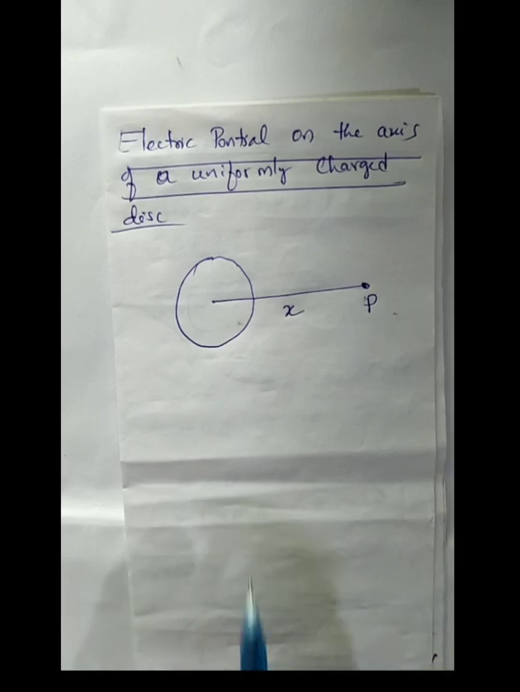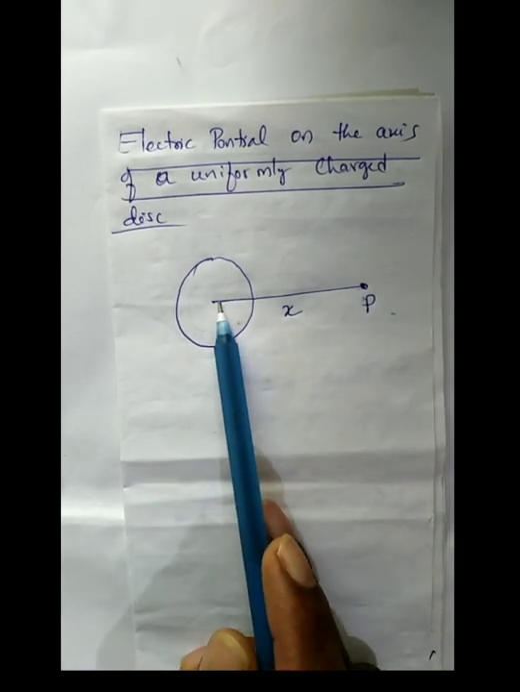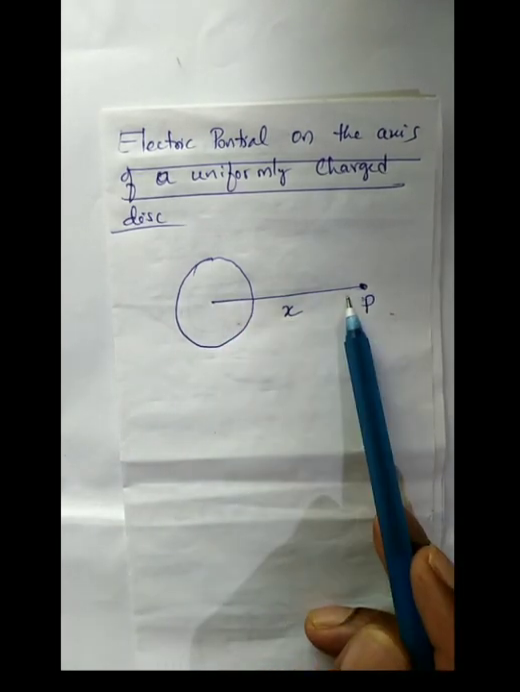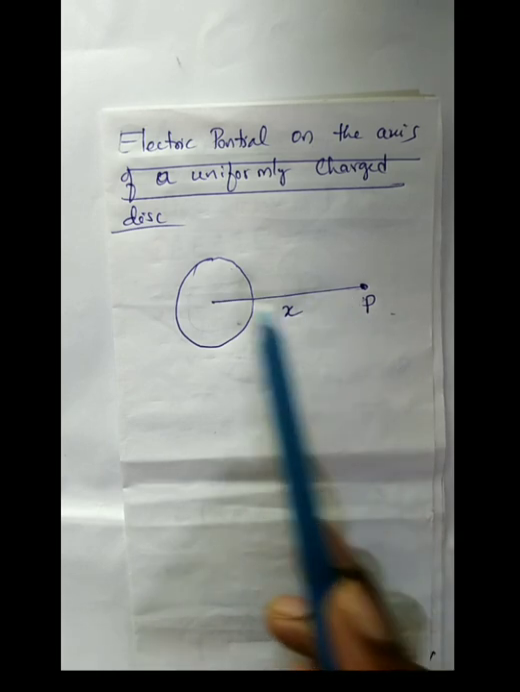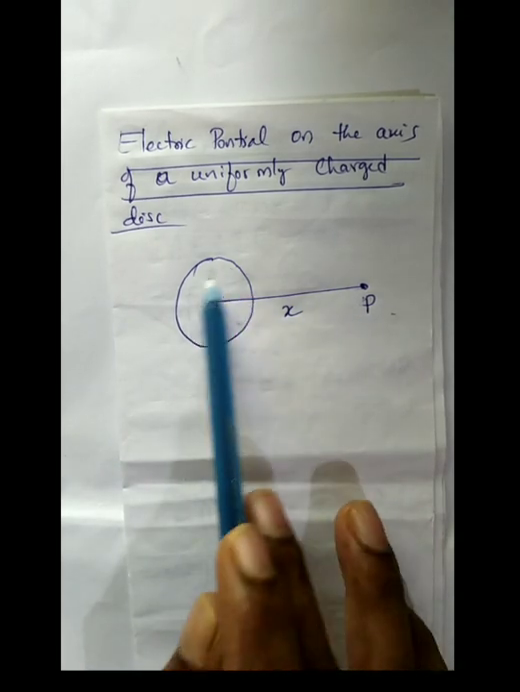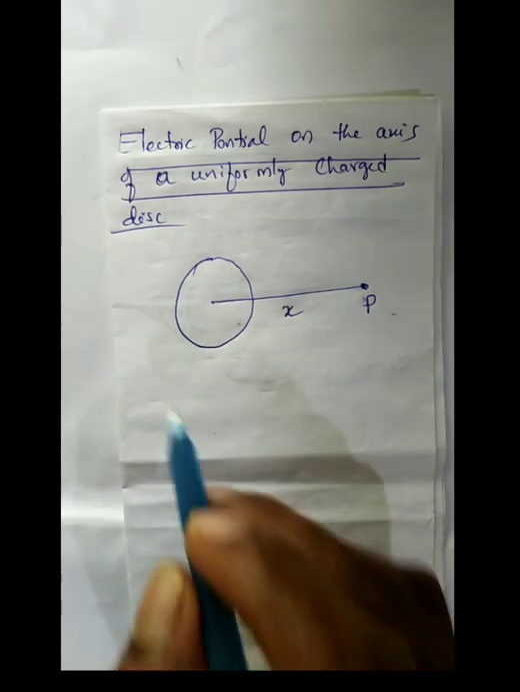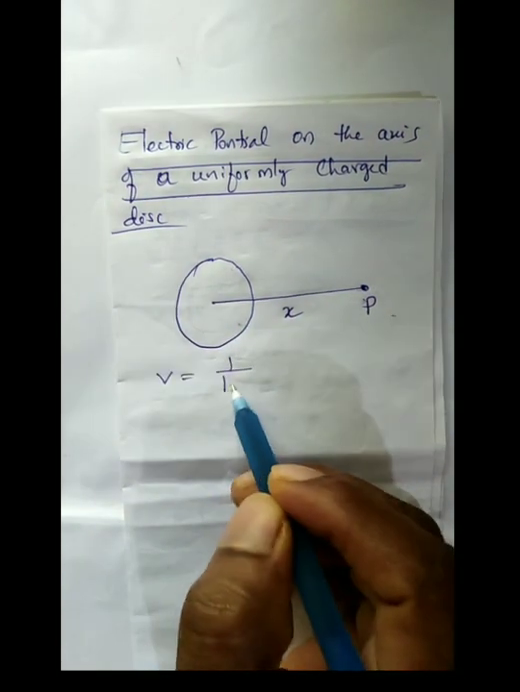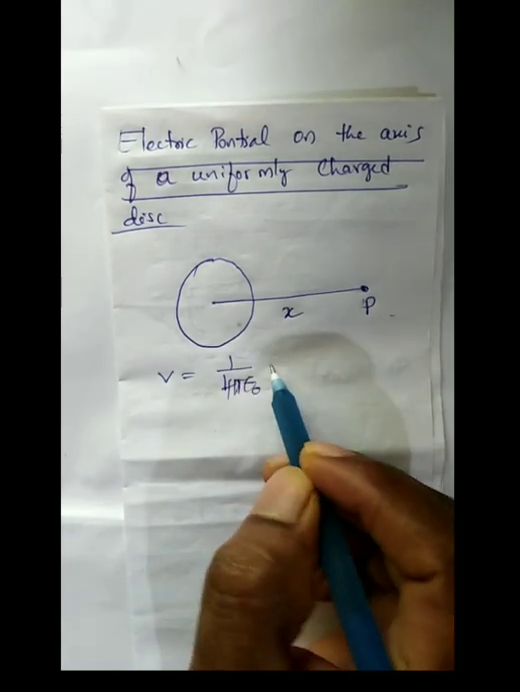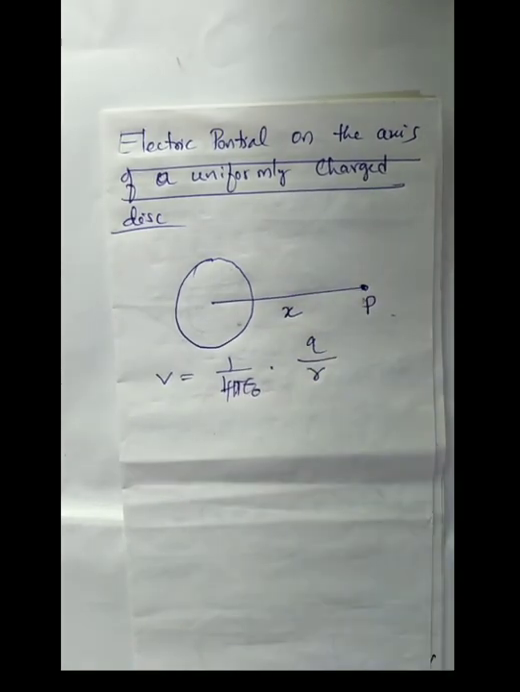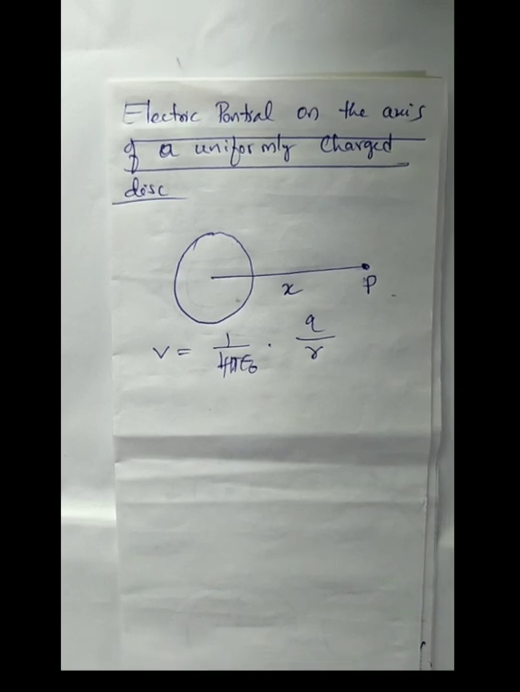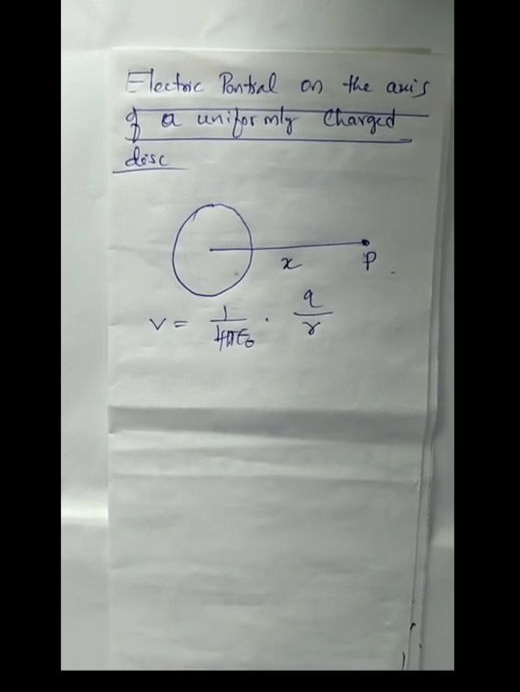This is not a point charge, right? For a point charge you would use a different formula. But this is the case of a uniform charge distribution. The general formula is V equal to 1 by 4 pi epsilon naught Q divided by R. We can't use that. We have to derive an expression to find the potential at point P because of the disk.